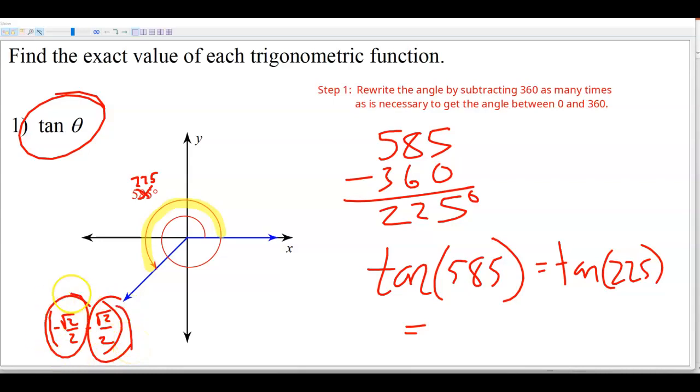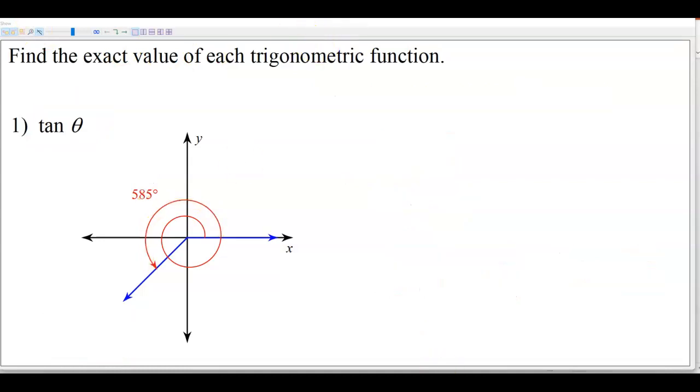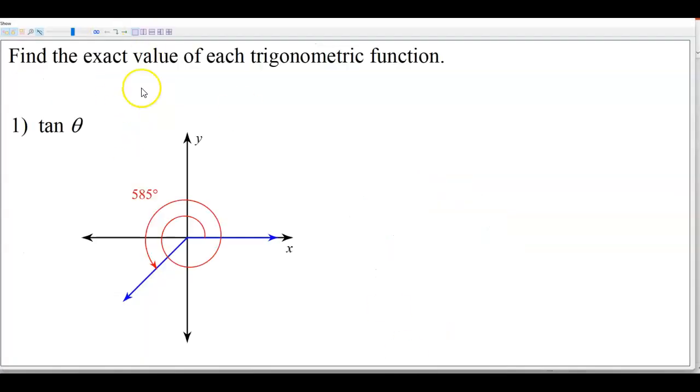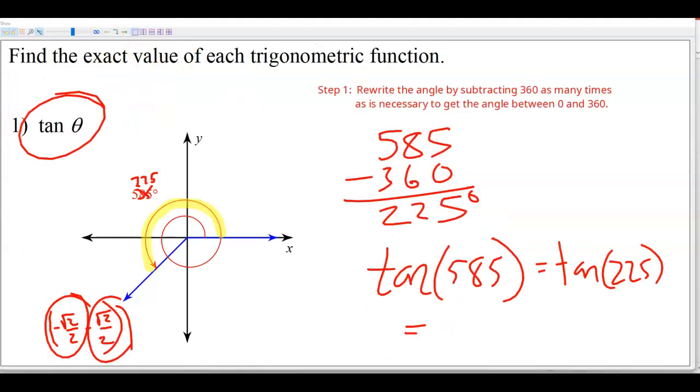y over x, right? But instead of doing that, let's look at our tangent unit circle. Here's 225 degrees, and what does it say the tangent value is? It's 1. Or you could do the y over x if you really want to, but it's just a lot easier if you have that memorized, okay? So let's get back over here. And so the answer here is 1.